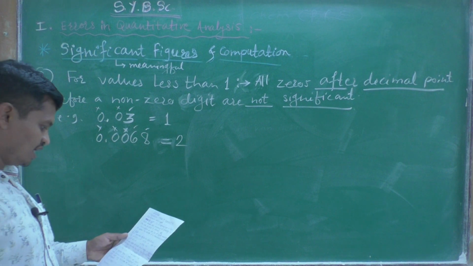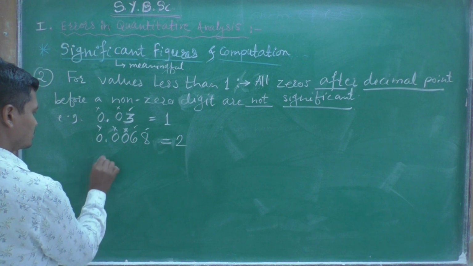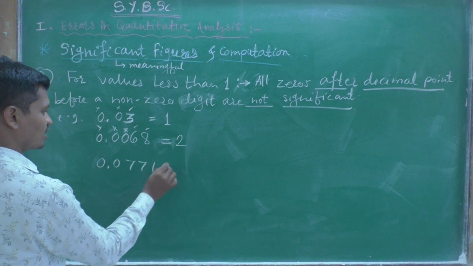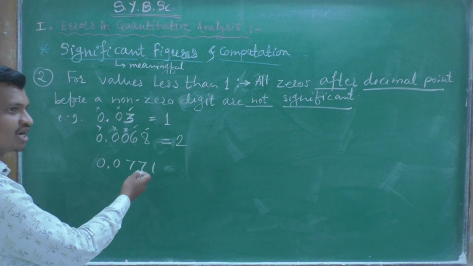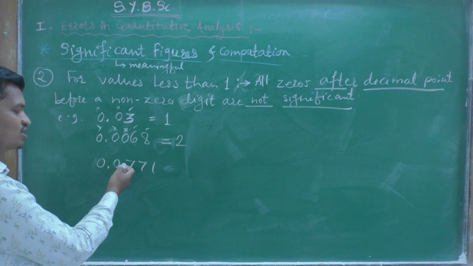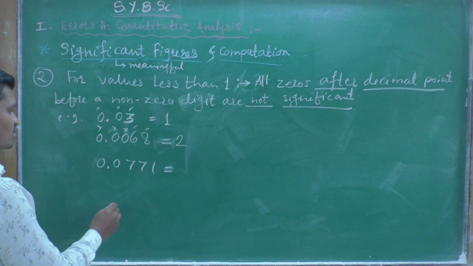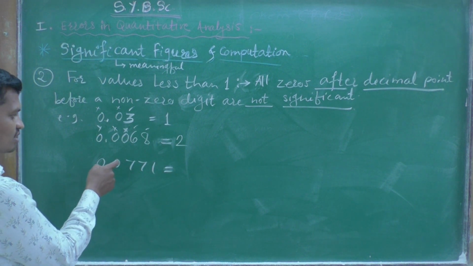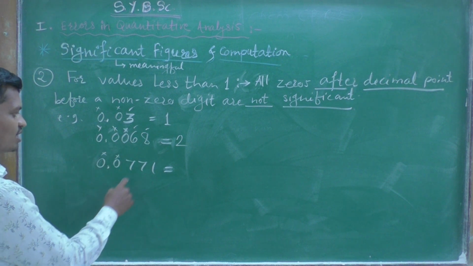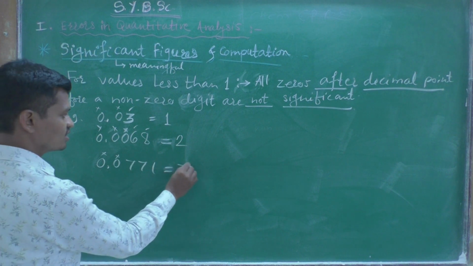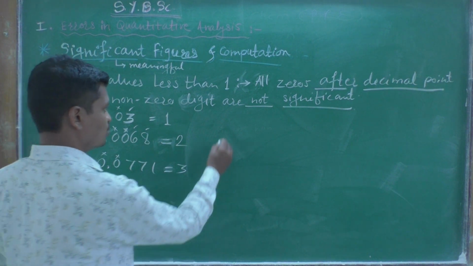Okay, then take another example, 0.0771. You can take any number: 0.771, 0.893, 0.8946, 0.0523, any number. Again, this is a decimal point, this is a non-zero digit. How many zeros are there? 1. So this is non-significant. So the significant figures are only 1, 2, 3. So this is 3.